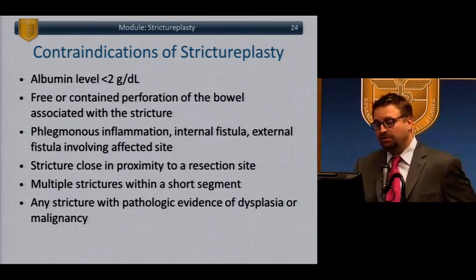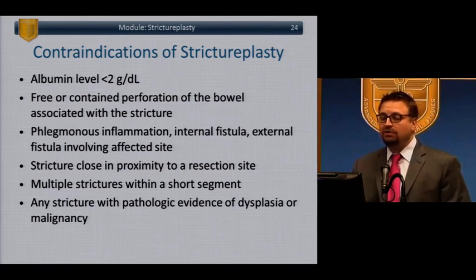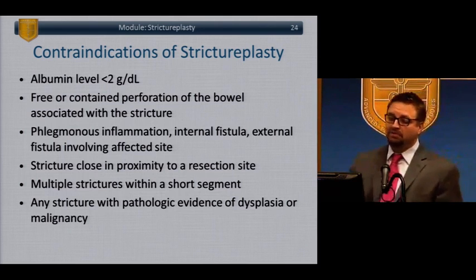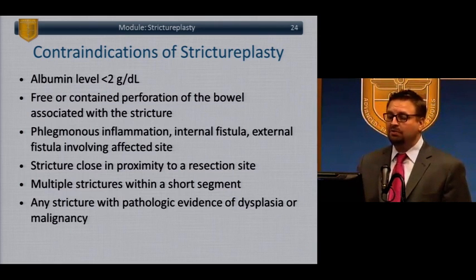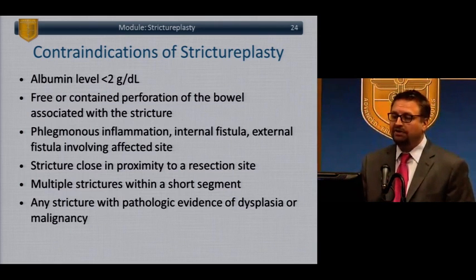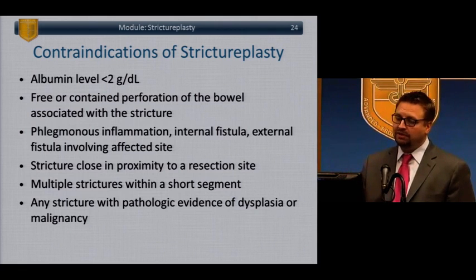So malnourished patients, which unfortunately many of these are, bear in mind a strictureplasty is a suture line, just like an anastomosis. So for all the reasons you don't want to do an anastomosis, don't do a strictureplasty either. Severely malnourished patients, perforations, local sepsis, don't do a strictureplasty at the site of a fistula. So if you take down an, say, ileosigmoid fistula, don't do a strictureplasty right there. Strictures that are right before a resection, just extend your resection to include it. Multiple strictures in a short segment, those will do better with a resection of the entire segment. And any concern at all for malignancy.